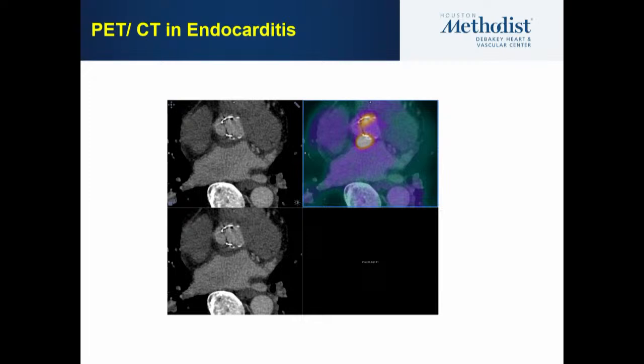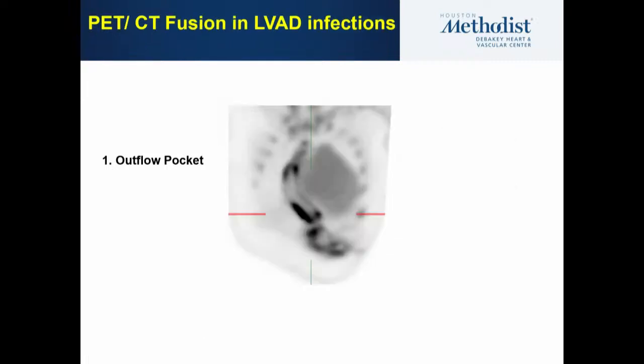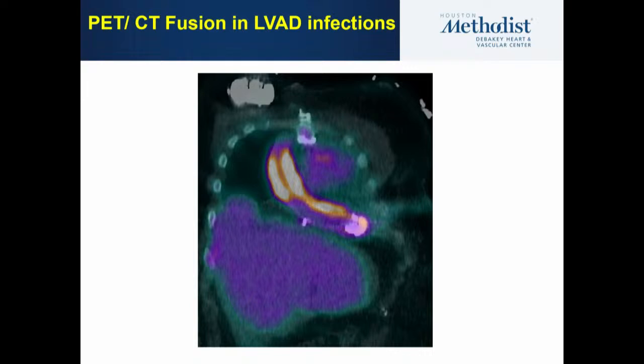We can also look for infection in devices. We can look at infections in leads. We can also look in LVADs. I know many of you are on heart failure, you order these. This is one of the worst cases where an entire outflow cannula is positive. There is not much around the device itself, but the entire outflow cannula has a lot of inflammation.